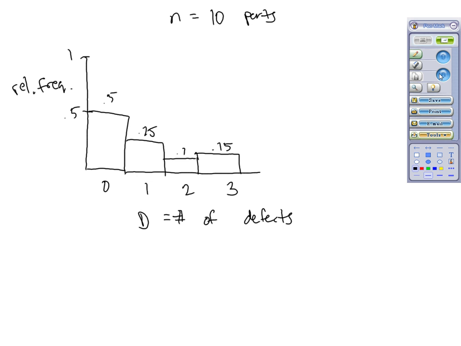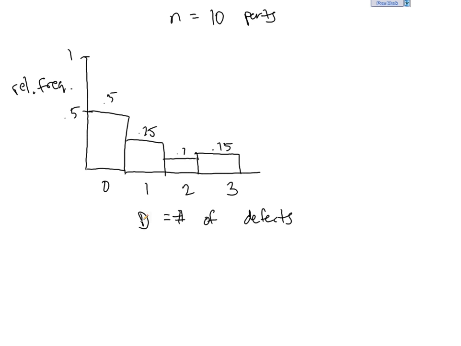Previously, we've dealt with discrete distributions where the random variable, like in this case, let's say it's d equals the number of defects in n equals 10 parts. So this company has experienced relative frequencies only up to 3 defects, no more than 3 defects. And you notice that 0.5 plus 0.25 plus 0.1 plus 0.15 equals 1. So the probabilities all add up to 1. Really, we can think about this instead of relative frequency as probability. The total probability is 100%, and here are all the possible outcomes. So this is our discrete.